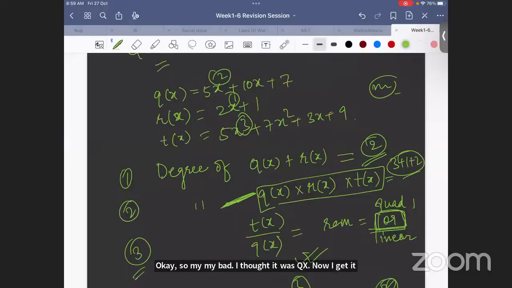No, this is not the multiplication, this is the product. For the summation, the degree will be the highest degree from each of the functions. If it's multiplication, then the highest degree from each function will be added. Correct, correct, correct. Okay.